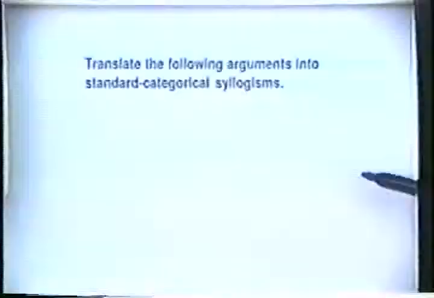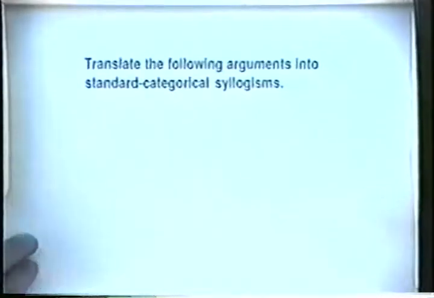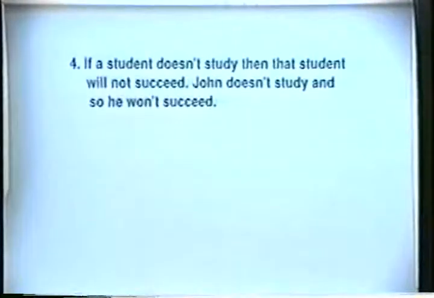Now in the next couple of problems, we're going to start with arguments that are a bit more conversational in phrasing and try to get them into the standard categorical syllogism form. So, if a student doesn't study, then that student will not succeed. John doesn't study, and so he won't succeed.